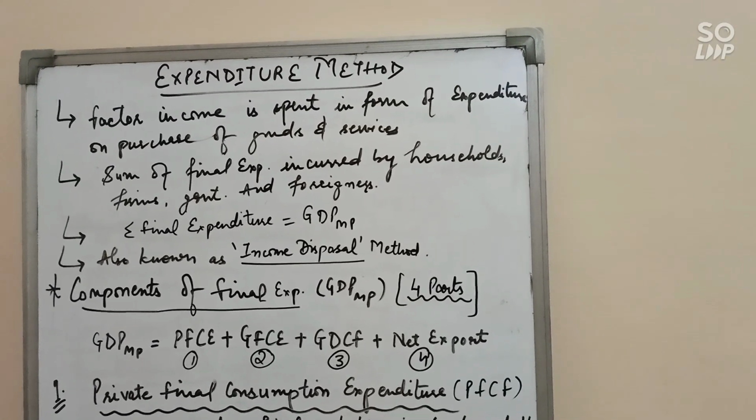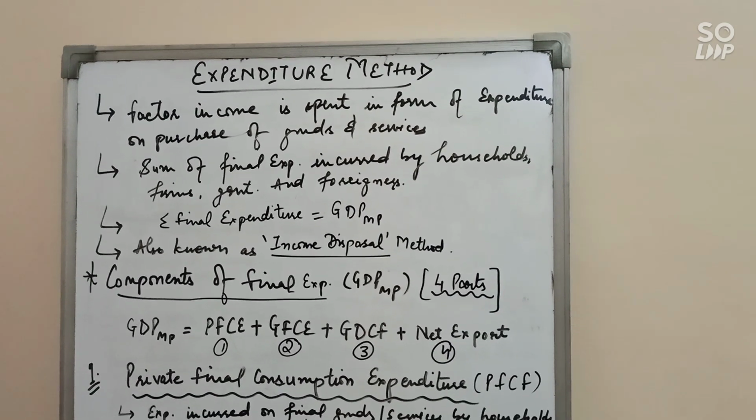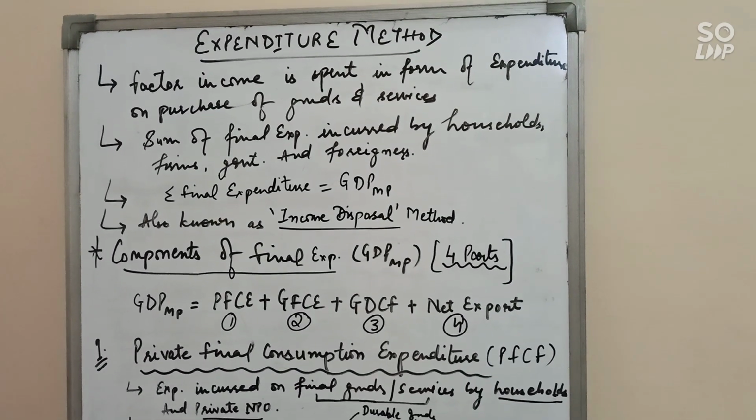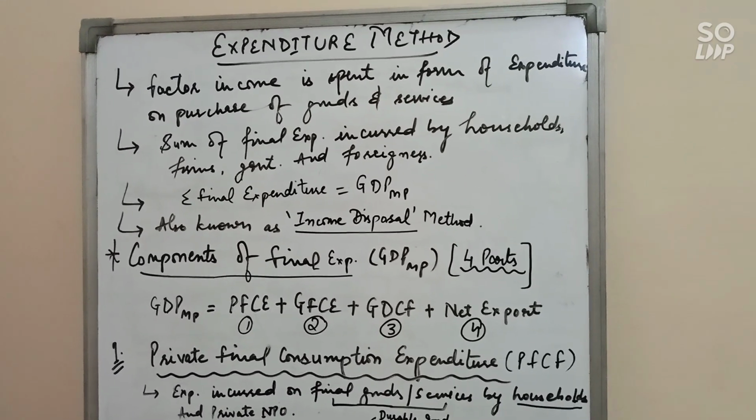Good morning. Let's start the expenditure method. This is the third method to calculate national income. Under this method, what we will do, we will take the total expenditure incurred by all the sectors.